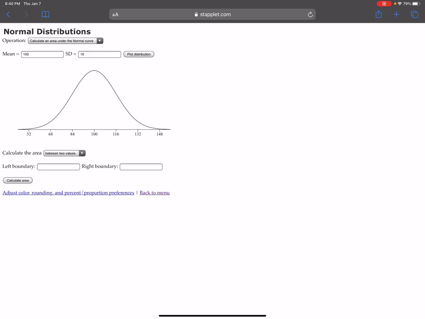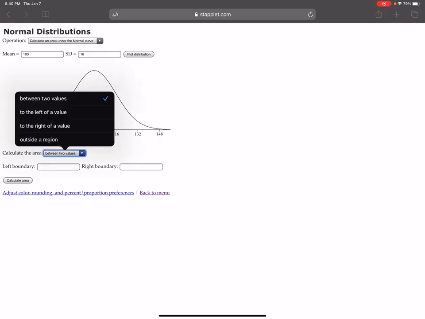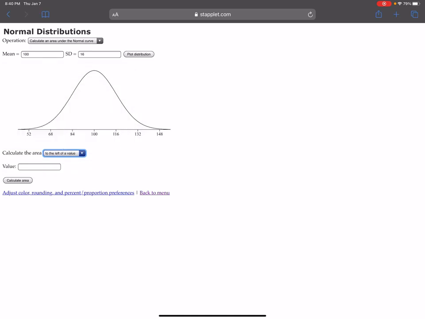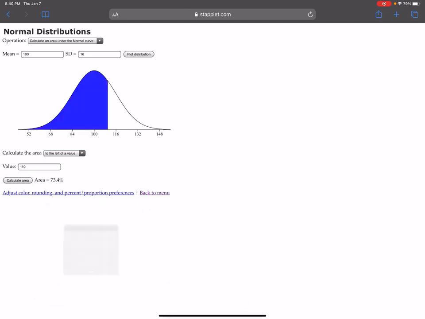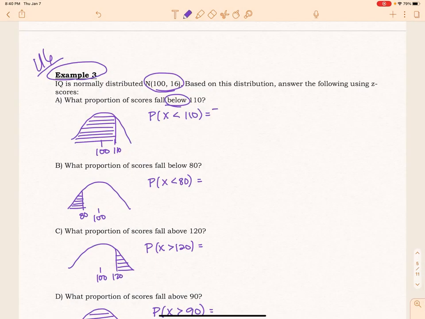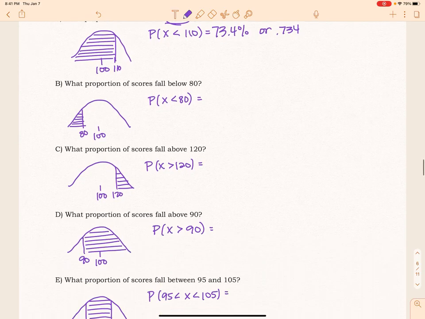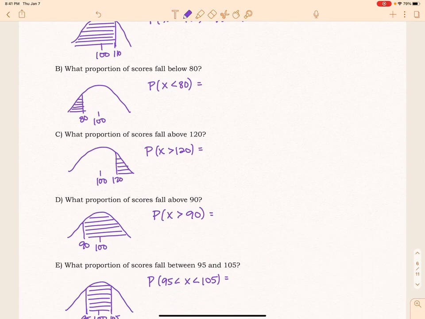So since I want the value for below 110, I want the area to the left of a value. And then, of course, I will just type in that value, and I get 73.4%. Or you can write it as a decimal. Doesn't matter to me which way you do it. But that is very straightforward and very easy to do. So on the subsequent parts of this problem, I've already gotten everything written out for you because the process of writing and talking over this was just taking too much time.